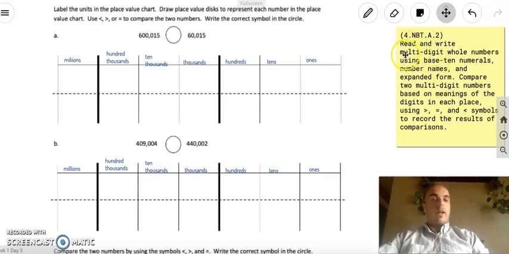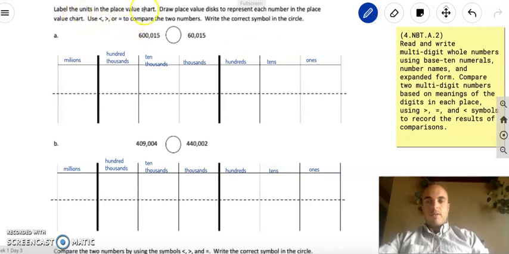It says, read and write multi-digit whole numbers using base 10 numerals, number names, and expanded form. Compare two multi-digit numbers based on meanings of the digits in each place, using greater than, equal, and less than symbols to record the results of comparisons. So let's look at our first one here.